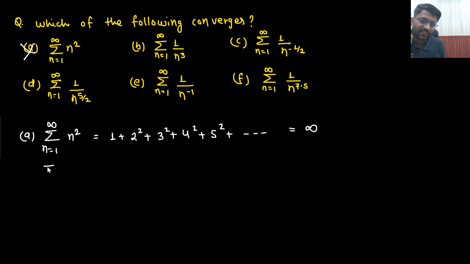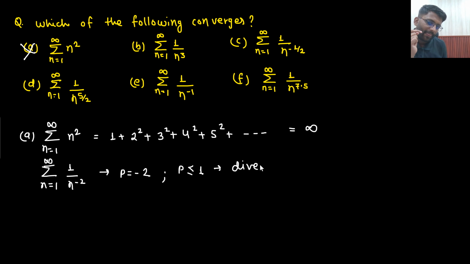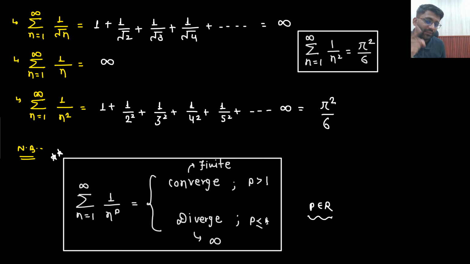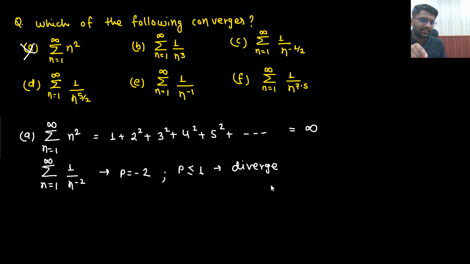Or I can see by the P series as well. How? It would be 1 by n to the power minus 2. So here what is the value of P? The value of P is minus 2. What does that mean? The value of P is less than or equal to 1. And if the value of P is less than or equal to 1, it will diverge. If the value is less, then it will diverge. If the value is greater, then it will converge. Diverge means it will give the value to be infinity. So it will not converge.